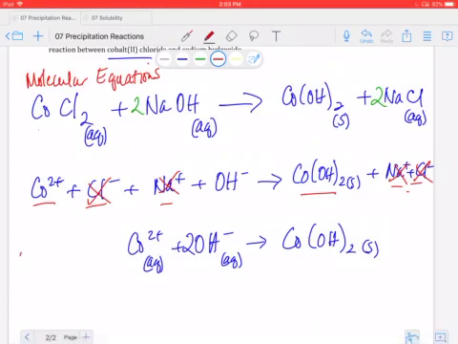So this last one is net ionic. That one in the middle is the complete ionic, and that first one was our molecular equation.